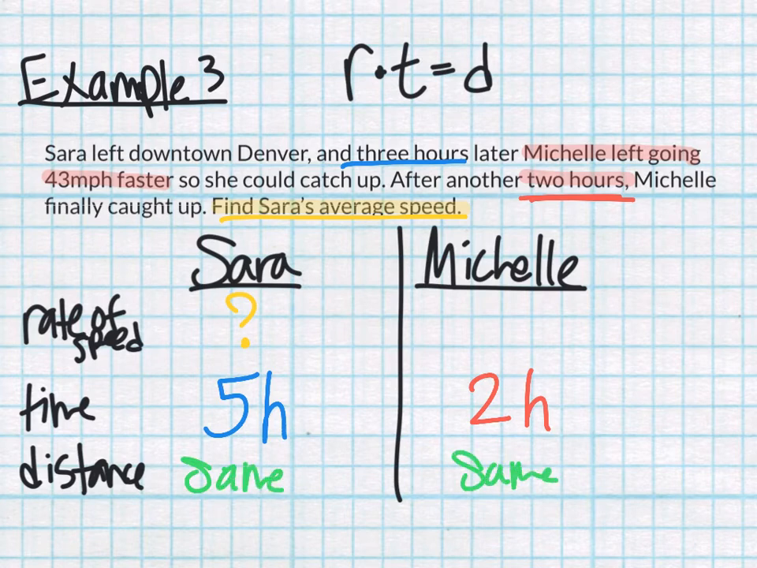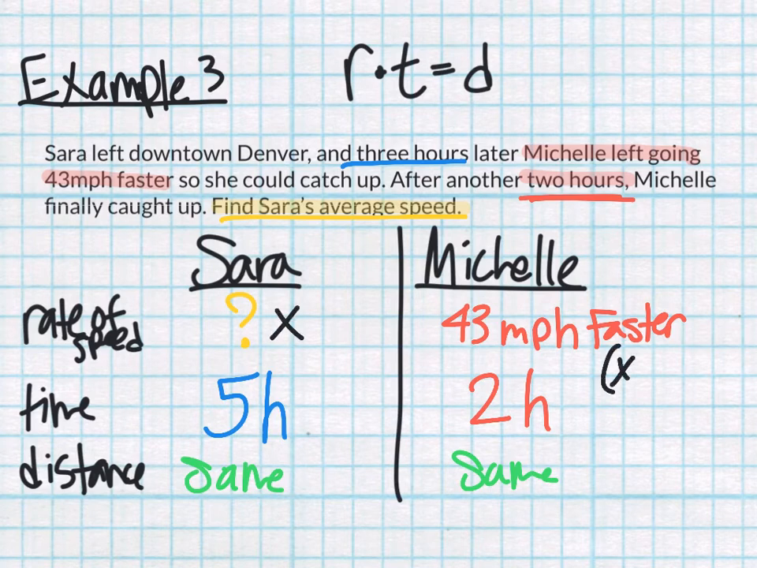But we are going to do this with some different algebra skills. So, rate of speed, we do know Michelle's rate of speed. She was going 43 miles per hour faster. So the way I'm going to do this is I'm going to say Sarah's rate of speed is x, and Michelle's rate of speed is x plus 43. So she's going 43 miles an hour faster than Sarah was going.